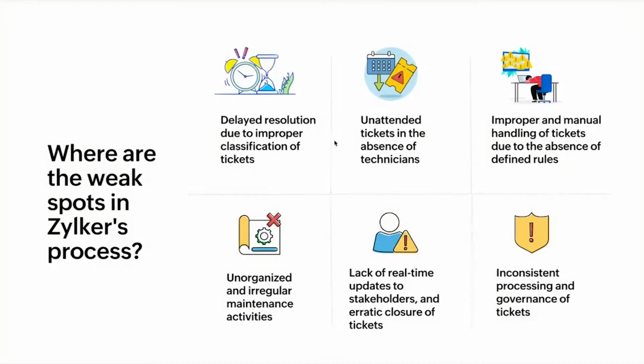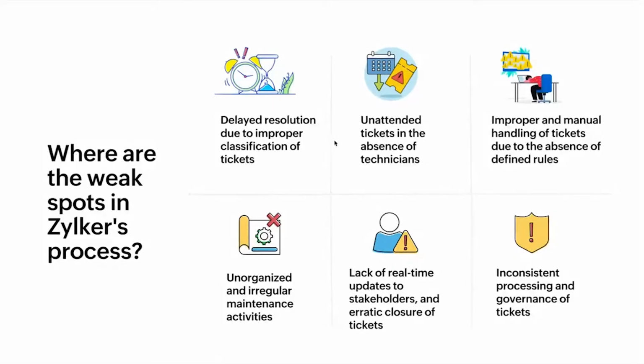And finally, Zilker is saying that they don't have proper regular maintenance activities performed. So this not only means that Zilker would have trouble getting back online sooner, but there is also the risk that the website outage could happen again sooner or later. And then Zilker is looking at the fact that they're not able to provide real-time updates to stakeholders. And just to keep their heads above the water, they decided to close the tickets erratically. So, overall, there was an inconsistent processing and governance of tickets.